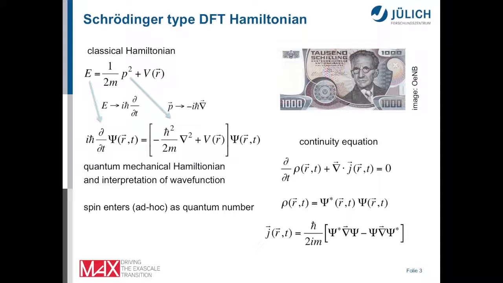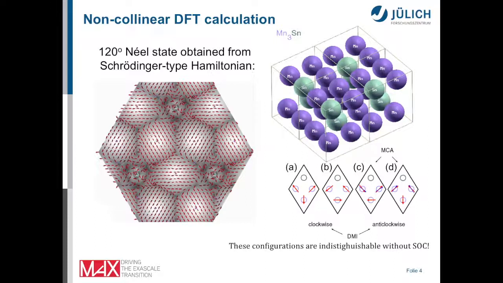And then you suddenly come up with exchange interactions, and then you get your system magnetic, and you can order it ferromagnetic or anti-ferromagnetic. This you can all get out of this theory with this additional quantum number. So you can calculate, for example, something non-collinear. Here I show manganese tin, which is a Kagome lattice of manganese atoms where the magnetization likes to orient 120 degrees with respect to each other in the individual atoms here.